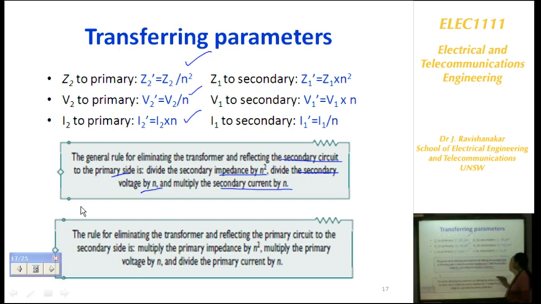Now the rule for eliminating the transformer and reflecting the primary circuit to the secondary is to multiply the primary impedance by N squared. When you transfer the primary, you just do the opposite thing. Here you divided by N, so in this case you have to multiply by N. For I2 dash you multiply by N, and for I1 dash you divide by N. So you just do the other way around. It's enough if you remember one, and for your examination it's enough that you know the concepts. You will not get problems based on this transformation.